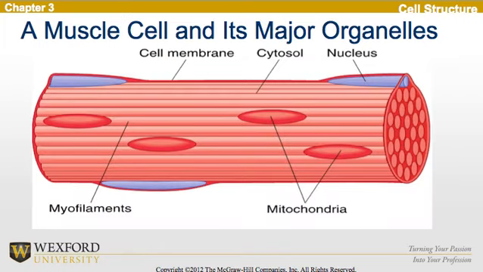Looking at the diagram of a muscle cell and its major organelles, you can see that it's made up of the cellular membrane, the cytosol, nucleus, mitochondria, as well as myofilaments.